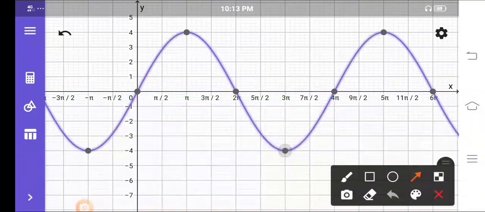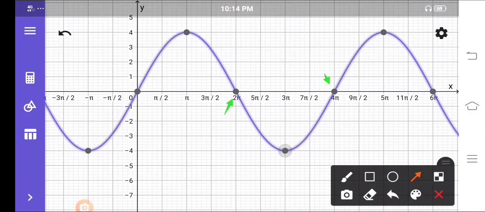The intercepts, or the zeros, are 2 pi and 4 pi, or multiples of 2 pi, or 2 pi n. n refers to the whole numbers. So we have 2 pi times n. 2 pi times 1 is 2 pi. 2 pi times 2 is 4 pi. 2 pi times 3 is 6 pi.